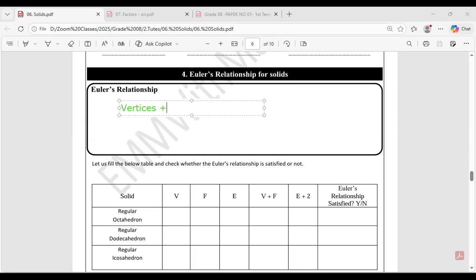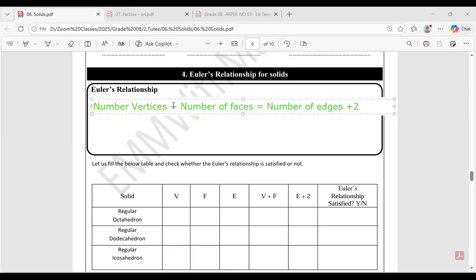If we add vertices plus faces, that means you have to add the number of vertices. And if we add the number of faces to that, it is equal to the number of edges plus 2. So please write this. This is the thing you need to remember.